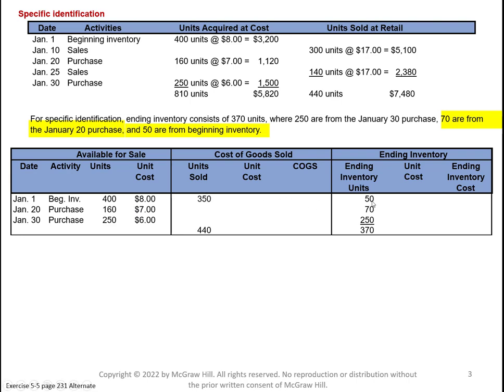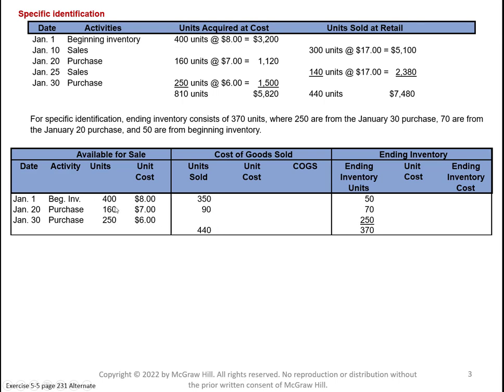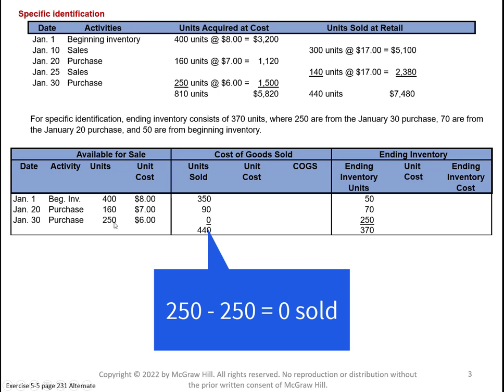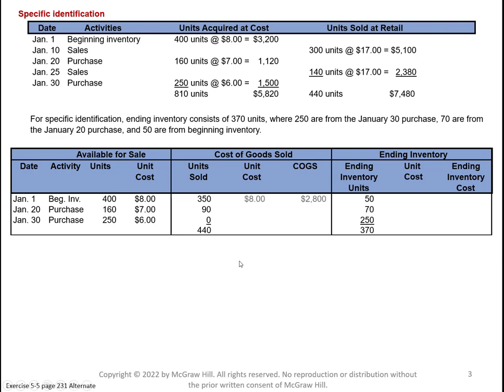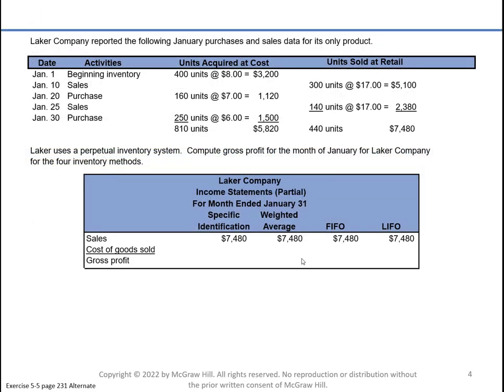If we have 50 left, and we started with 400, the difference is what we sold. We had 160 of these, and we still have 70 left, so that means we sold 90. And we had 250 of the group at 6, and we still have all of those left, so we haven't sold any of those. Now we just have to list out the unit cost and multiply. Our cost of goods sold under specific identification is $3,430. Now we can enter that here to get the gross profit under that method.